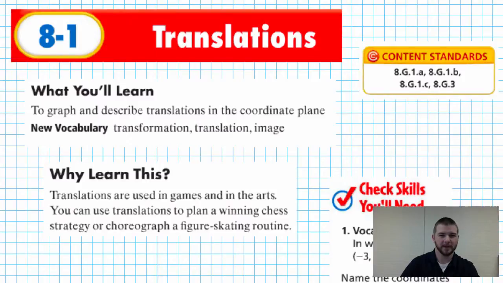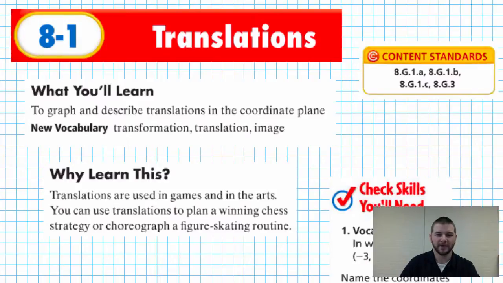Section 8.1, Translations. What you'll learn: to graph and describe translations in the coordinate plane. Some new vocabulary for this section: transformation, translation, and image. Why learn this? Translations are used in games and in the arts. You can use translations to plan a winning chess strategy or choreograph a figure skating routine.